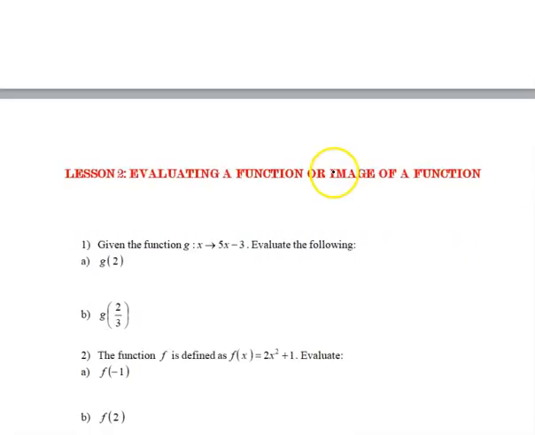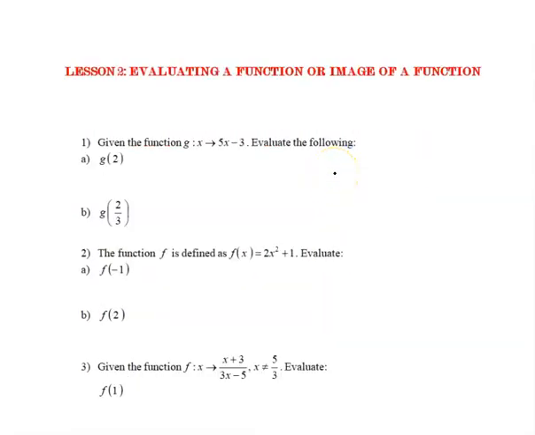I'd like us to look at the next part, evaluating a function or image of a function. To evaluate a function simply means to obtain the value of that function at a given point. And once you have a function, like here for example, this function can also be written as g of x is equal to 5x minus 3.